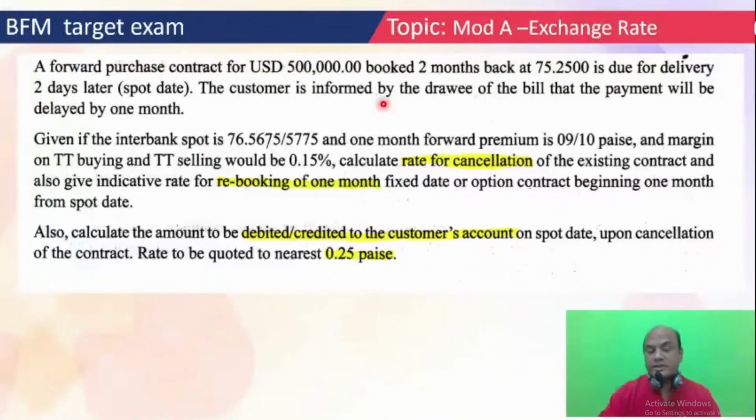Calculate the rate for cancellation of the existing contract and also give indicative rate for rebooking of 1 month fixed date or option contract beginning 1 month from the spot date. Also calculate the amount to be debited or credited to the customer's account on the spot date upon cancellation of the contract. Rate to be quoted to the nearest 0.25 paise.